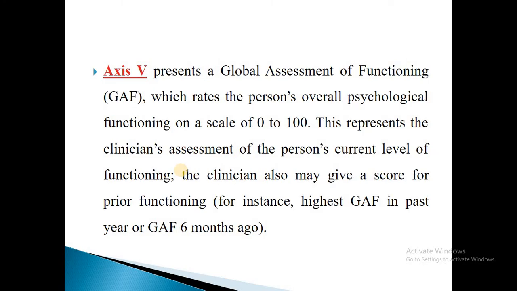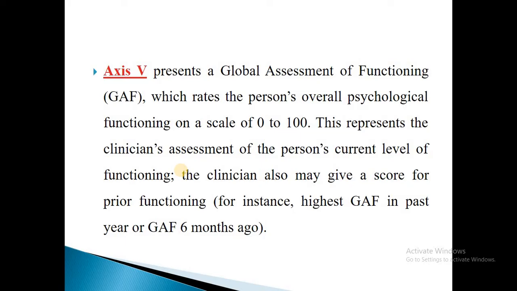Axis 5 presents the Global Assessment of Functioning. It is a scale to measure and rate the person's overall psychological function, divided from 0 to 100. This represents the clinician's assessment of the person's current level of function. When the score decreases toward 0, it means a low level of function. When it rises toward 100, it means this person has a high level of function.